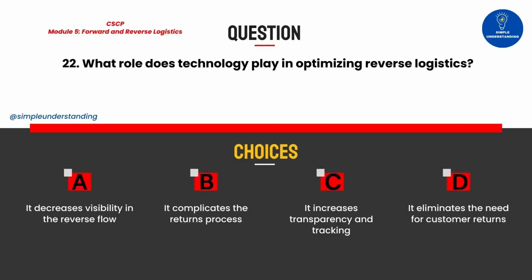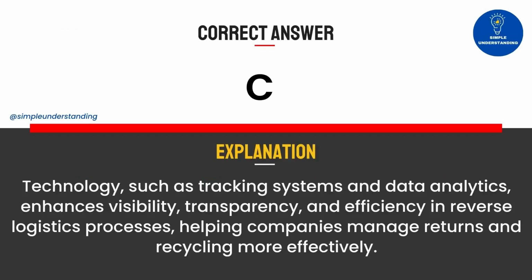22. What role does technology play in optimizing reverse logistics? A. It decreases visibility in the reverse flow. B. It complicates the returns process. C. It increases transparency and tracking. D. It eliminates the need for customer returns. Correct answer, C. Explanation. Technology, such as tracking systems and data analytics, enhances visibility, transparency, and efficiency in reverse logistics processes, helping companies manage returns and recycling more effectively.